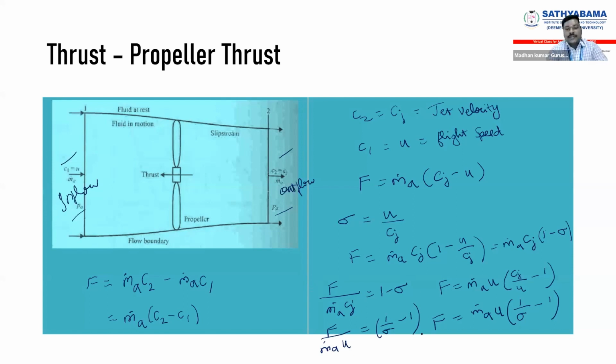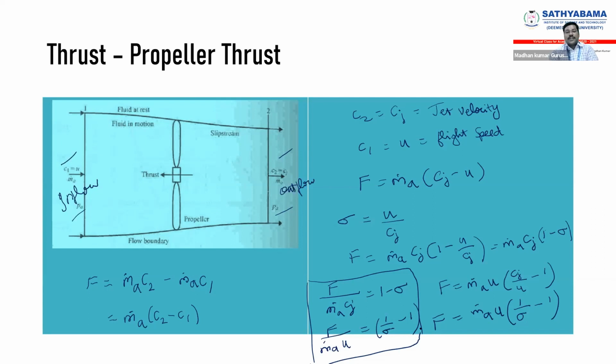So these two are the non-dimensional forms of the thrust equation, right? Thrust by mass flow rate into velocity. We are getting 1 minus sigma, and thrust by mass flow rate into velocity, we are getting 1 by sigma minus 1. So this is the thrust equation written in non-dimensional form. And then the other case is that we can have this non-dimensional form and its numbering system on the whole, with the help of this speed ratio.